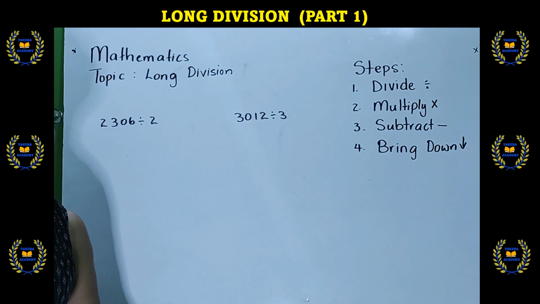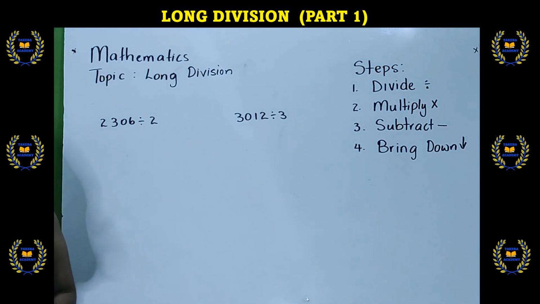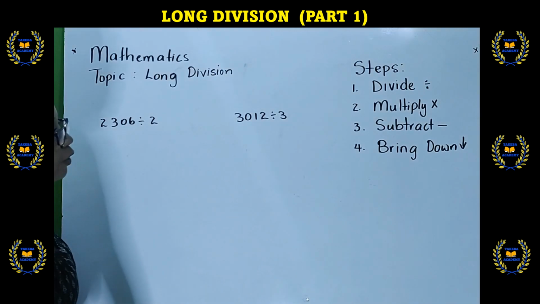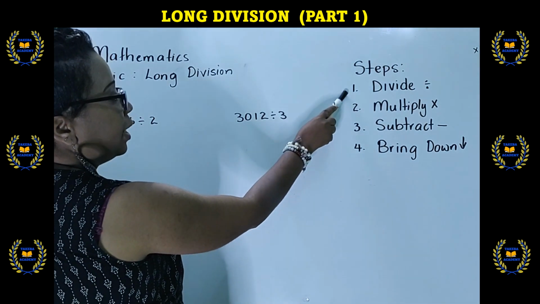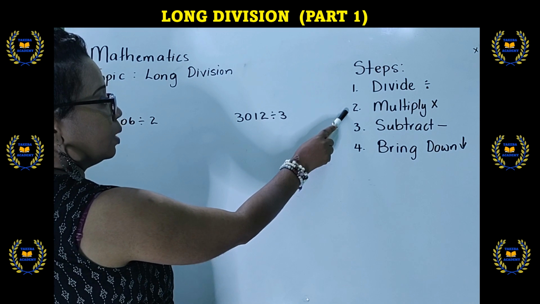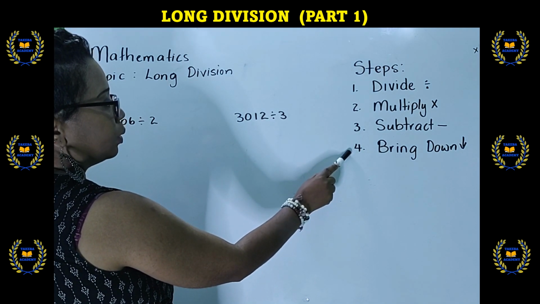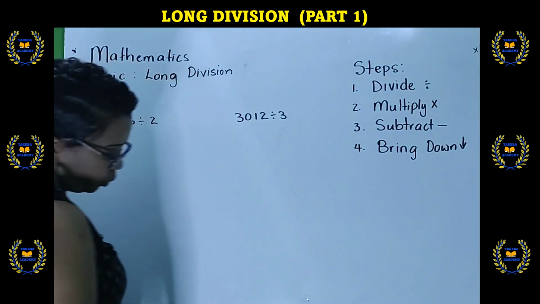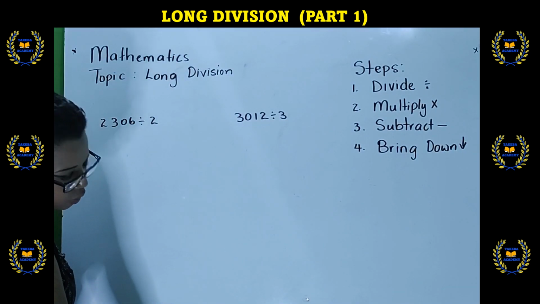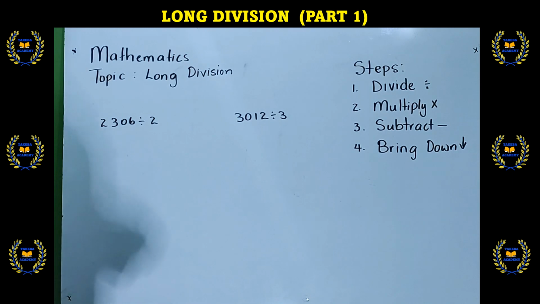Today's topic is long division. On the board I have the steps that we will need to complete our long division questions correctly. So let's take a look at them. Our first step is to divide, then we're going to multiply, we subtract, and then we bring down. So these 4 steps are what we will need. We will continue to use these steps until the questions are finished.